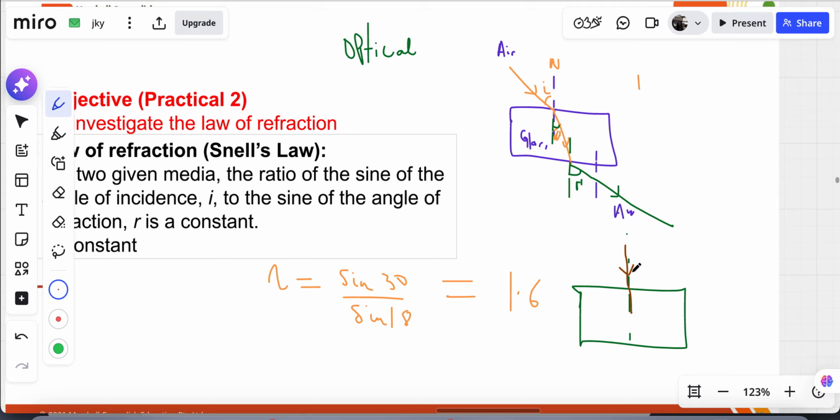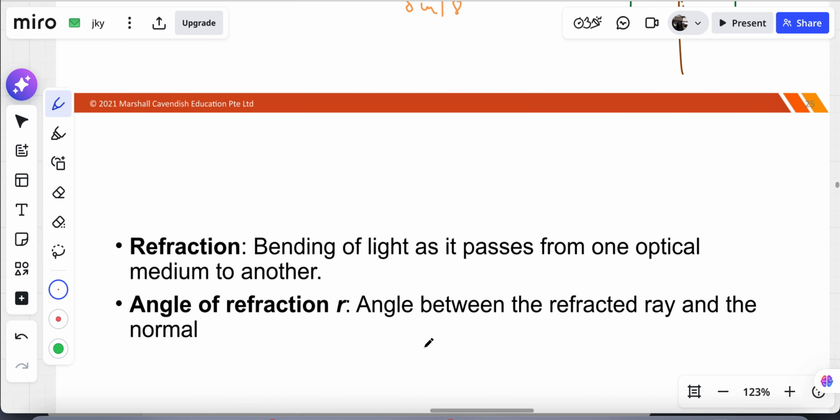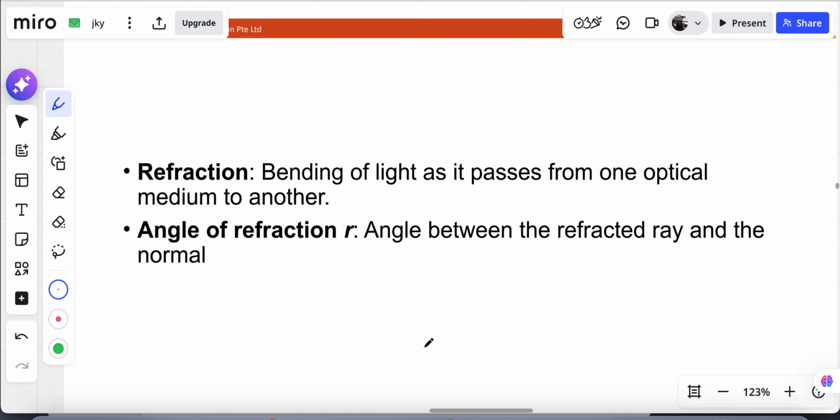It will not be deviated; it continues like that. Any ray of light coming through the normal will be undeviated. We use the word undeviated. It is not deviated, and it will continue its journey like that. So we know what refraction is now. Refraction is the bending of light.